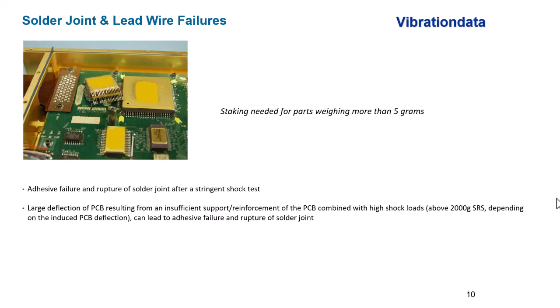So we're going to talk about staking. Now staking is where a component is glued down via adhesive like an epoxy, RTV, or silicone. There's a number of commercial staking compounds out there. And the rule of thumb is that staking is needed for parts weighing more than 5 grams. And the European Space Agency kindly provided this image to us. And they have some mention there about high shock loads above 2,000 SRSGs and circuit boards deflecting and high relative deflections inducing stress in the solder joints and lead wires there. We'll be talking more about that as we go along in the course series.